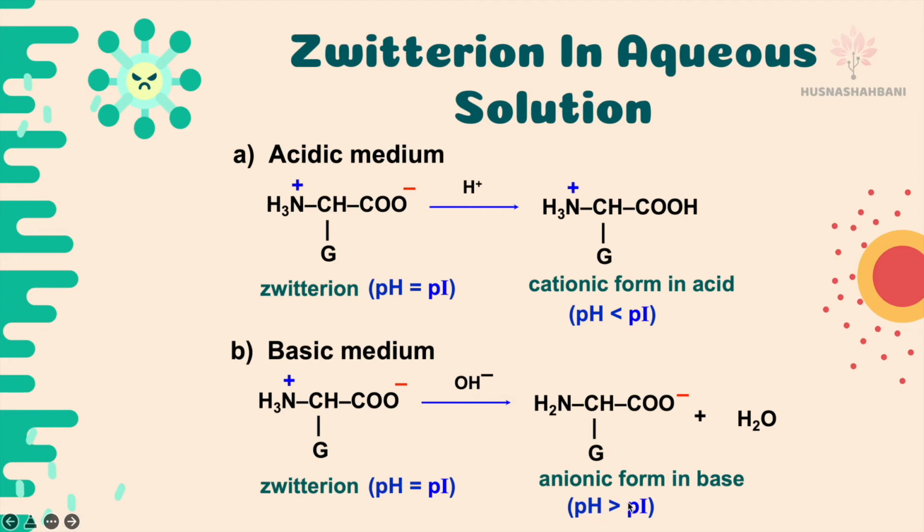because we know that pH is high in basic medium. So when pH is more than pI, this is the form of the amino acid. The amino acid will become like this in basic medium. In acidic medium, the amino acid will become like this. In basic medium, there is the carboxylate ion and NH2.